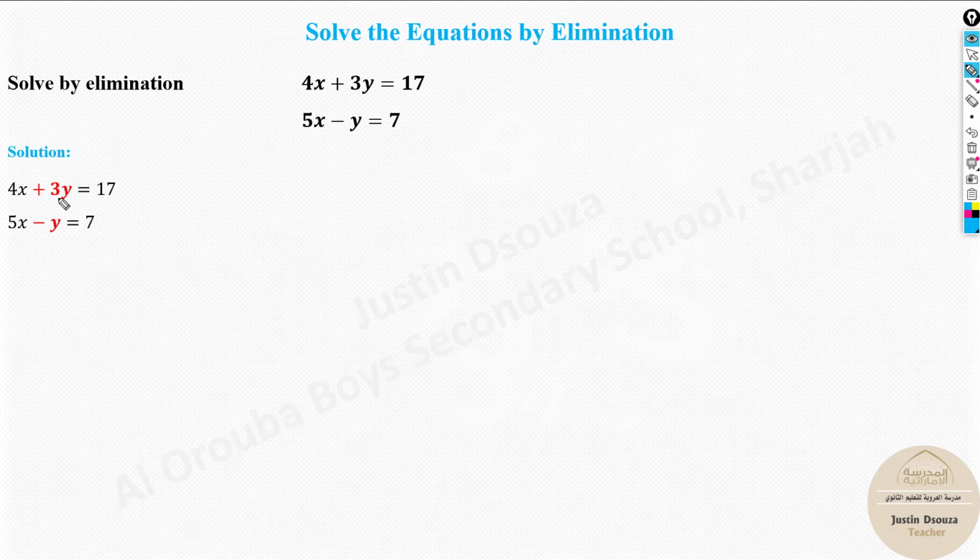Now you can see there is 4x plus 3y equals 17, and 5x minus y equals 7. So over here there is a change in sign. What happens when you have plus 1 and minus 1? When you add them, they become 0. It's not about getting 0. It's just that you're eliminating this term altogether, right?